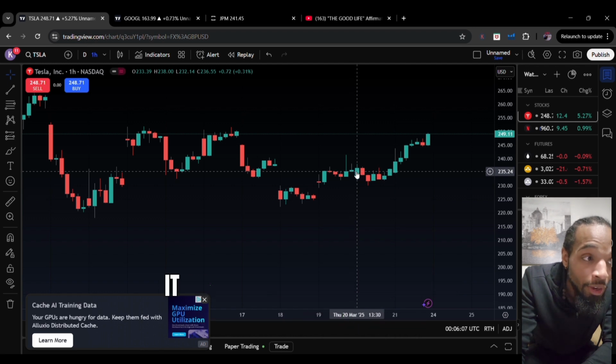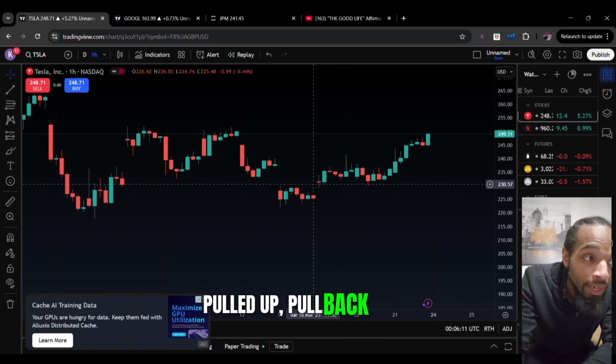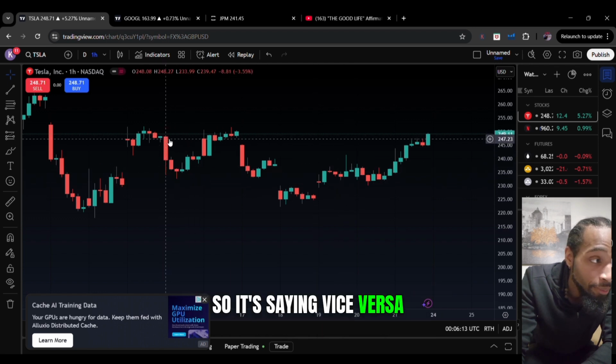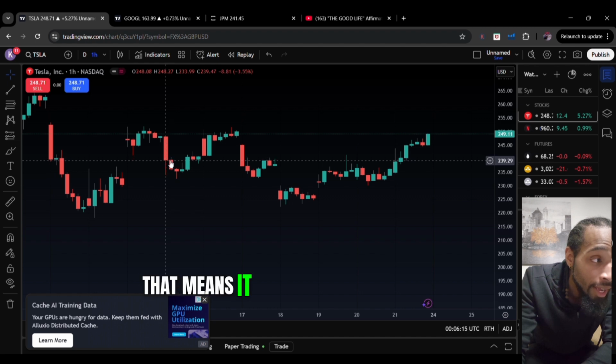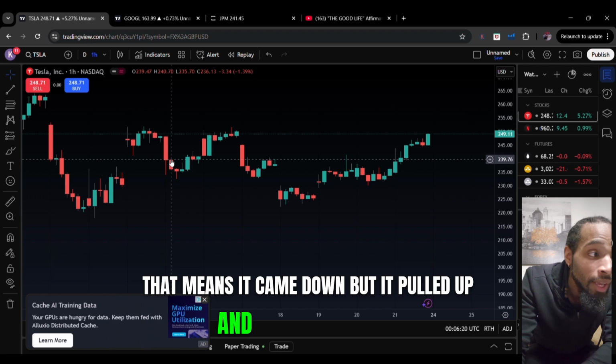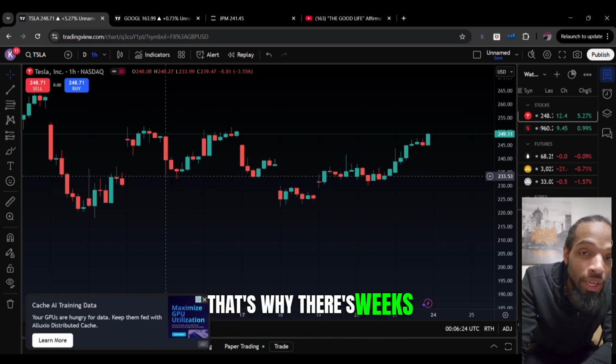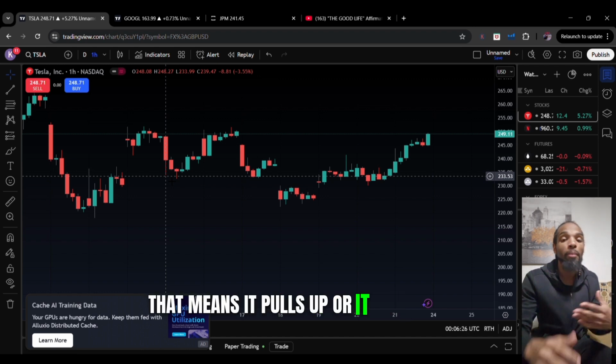In the next hour, it opened up at the same price, and it pretty much did the same thing. Pulled up, pulled back down. So it's vice versa. That means it came down, but it pulled up and then closed there. That's why there are wicks. That means it pulled up or it pulled back.